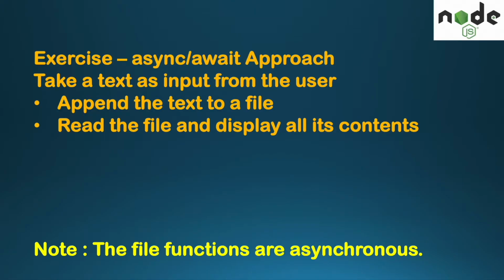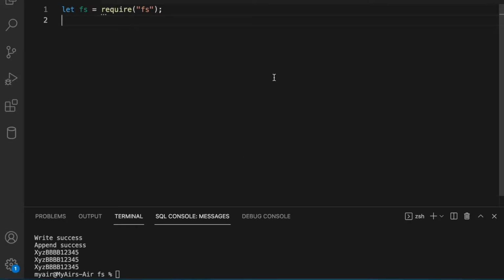Next, what do we want to do? Take a text as input from the user, append the text to a file, read the file and display all its contents. So first we will append the text, and after appending the text, read the file and display all its contents. So let's start doing it.